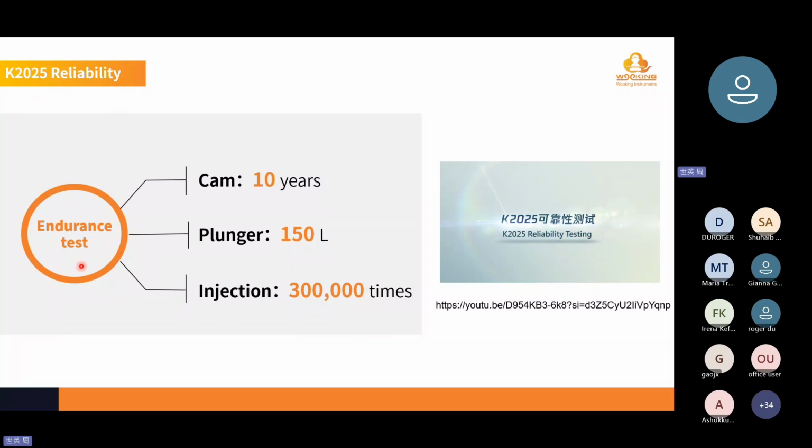In the endurance test, here is what we found. The cam can keep on trucking over 10 years, and the plunger can pump out more than 150 liters of liquid, and the autosampler can inject over 300,000 times. Pretty impressive, right?